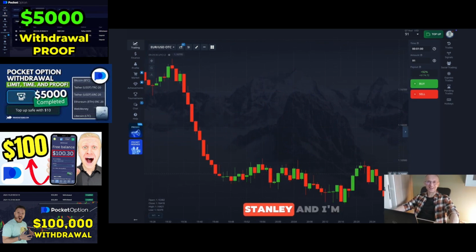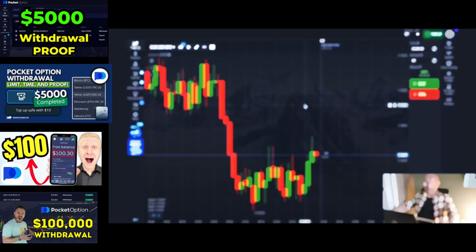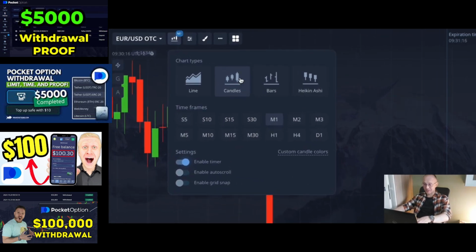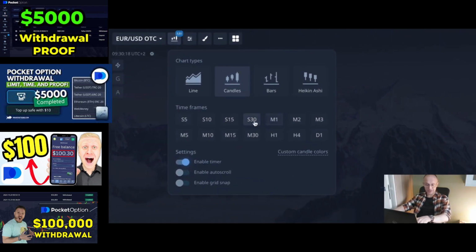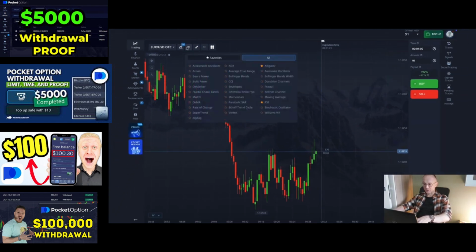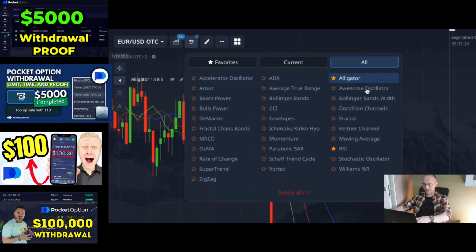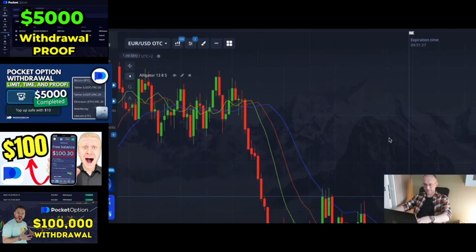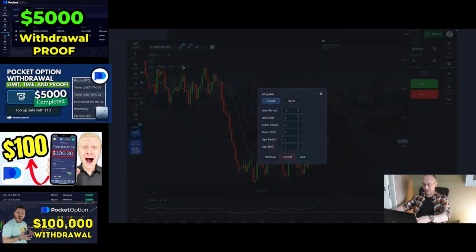My name's Stanley and I'm getting started. First, let's prepare the tools for work. I'm setting classic candles. The time frame is 30 seconds. Let's go to the Indicators tab and select the Alligator and the RSI. Let's configure the Alligator first.